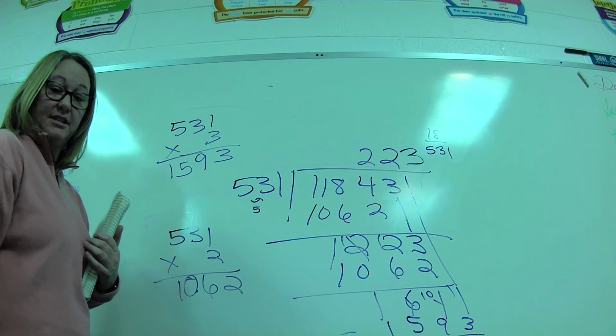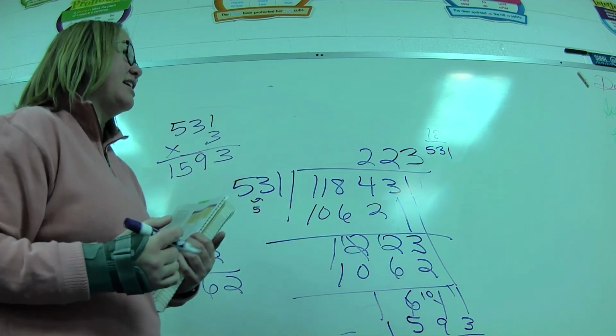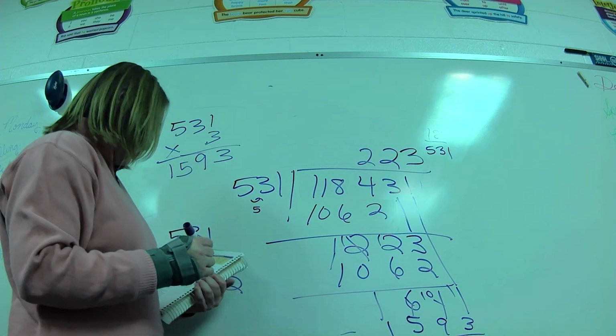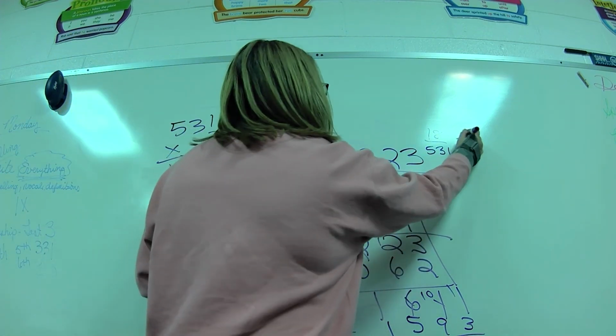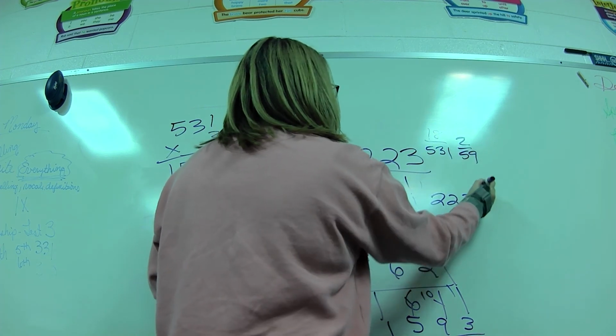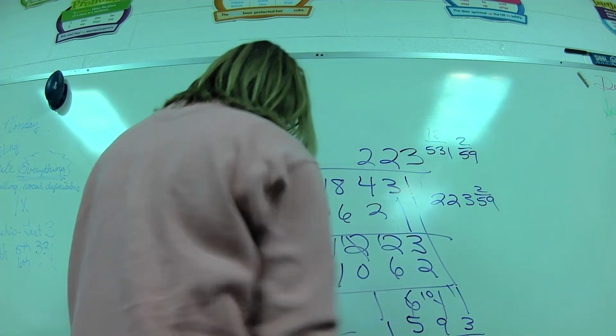531 if we write it as a fraction. 18 and 531 can both be divided by 9 if I use my divisibility rules. So I'm going to end up with 259. So my final answer is 223 and 2/59 written as a fraction.